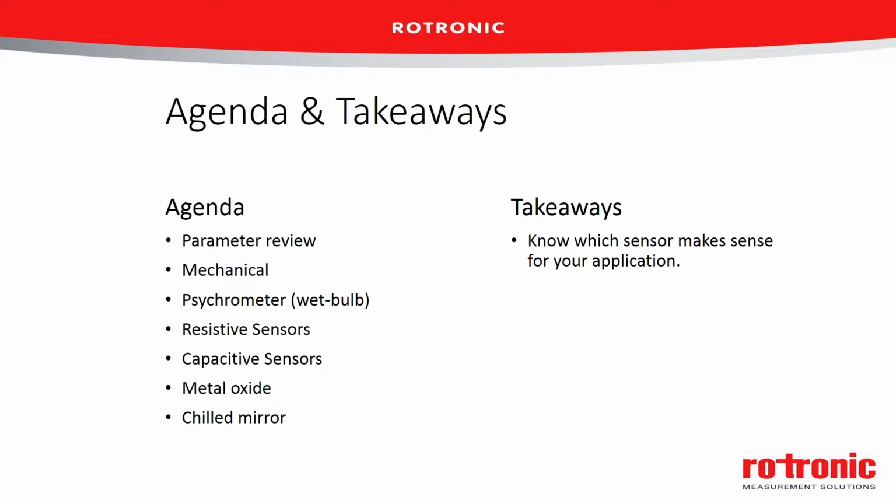Okay, so today we're going to start off with a parameter review, look at some of the common humidity parameters that we use to report the amount of moisture in an environment. We'll then take a look at 6 particular sensing technologies: mechanical sensors, psychrometers, resistive sensors, capacitive sensors, the metal oxide, and chilled mirrors. We'll go through how each sensing technology works and then look at some pros and cons to each one so that you can look at how they would potentially fit for your own measurement applications.